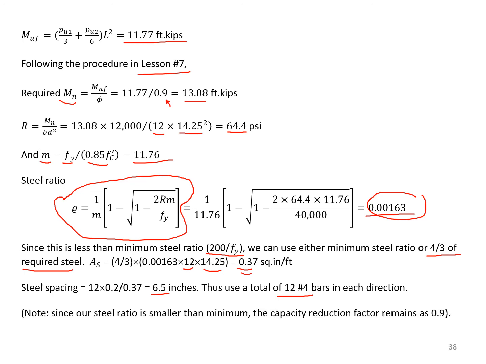Please notice that I mentioned we need to recheck this phi value, but because we are using a steel which is smaller than minimum amount, it is guaranteed that the capacity reduction factor is 0.9. But if you want to know how this one could be checked, please take a look at lecture 7 as I told you about.